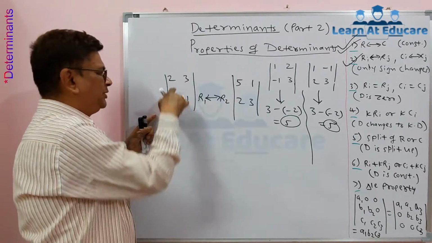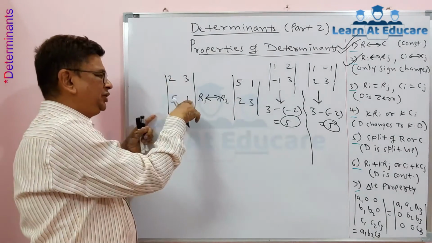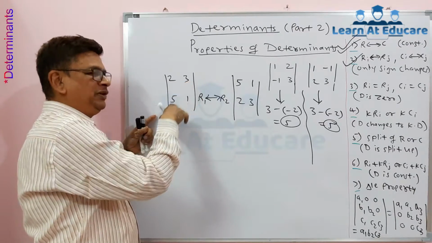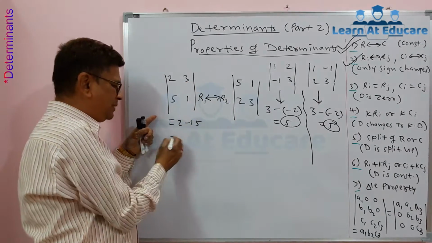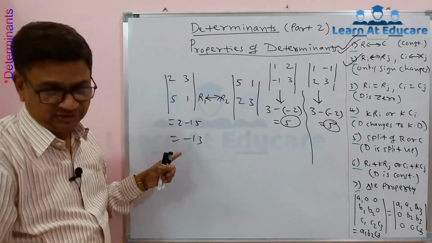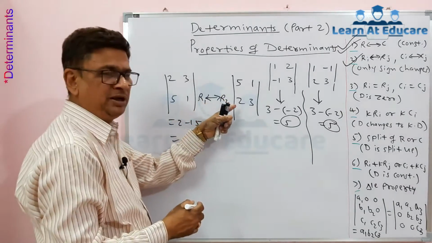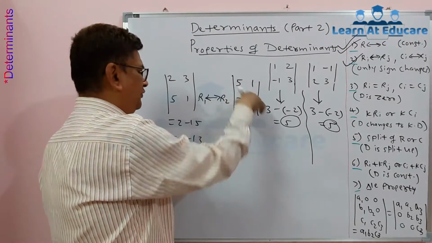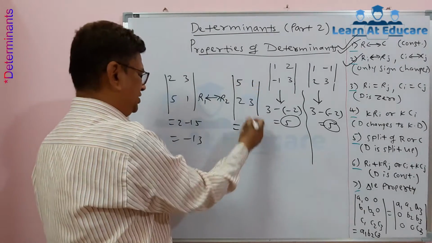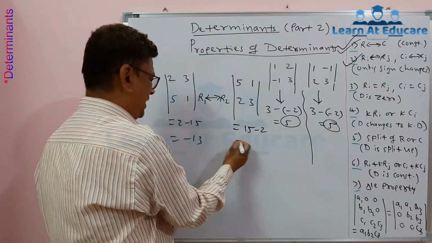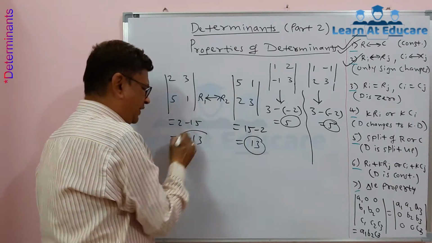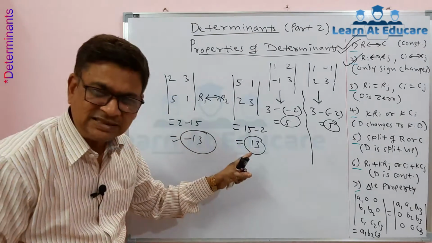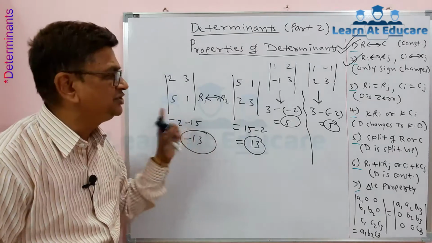Can you find the value of the determinant in the first case? That is 2 into 1, 2, minus 5 into 3, 15, means 2 minus 15, that is minus 13. Now for this new determinant obtained by interchanging the first and second row, we will have 5 into 3, 15, and minus 2 into 1, that is minus 2. So can you observe the value of the determinant remains the same in magnitude, only the plus minus sign changes.